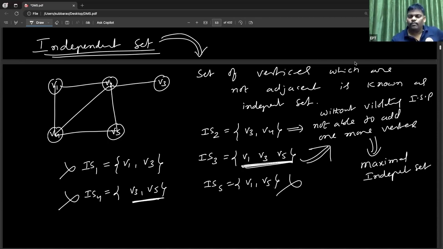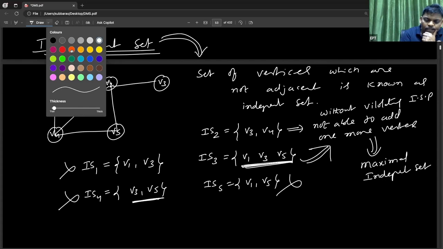Fine. Are you okay till now? Now listen. How many maximal independent sets do you have as of now? I think 2. Is there anything else? If you want, you can calculate. Can you find one more maximal independent set? If you want, you can try.